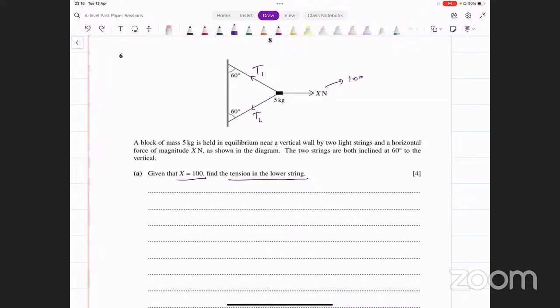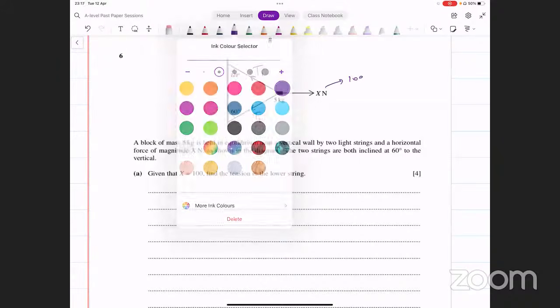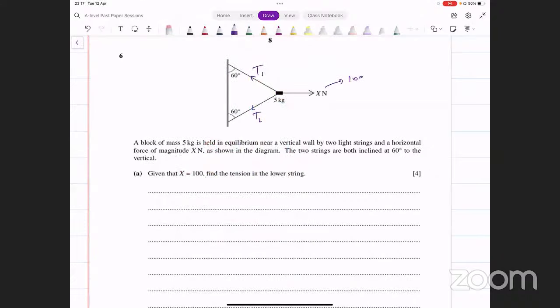Those of you who know about Lamy's theorem, we could also use that. That's going to be very quick. But if you don't, the standard method of doing this would be to resolve the forces that we've got. Okay. Let's resolve the forces. X is already horizontal. What will the components of the tension be? Let's figure out the components of T1. If this angle is 60, this is going to be 30, and this is also going to be 30.